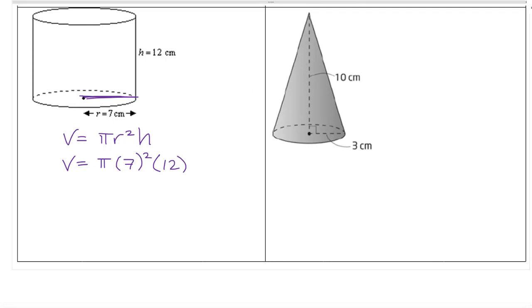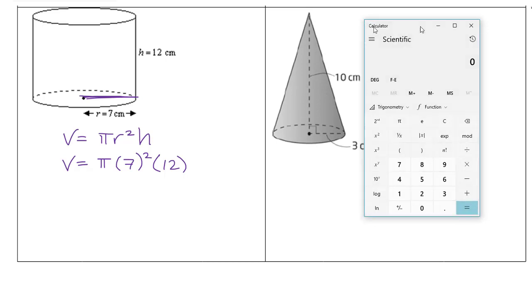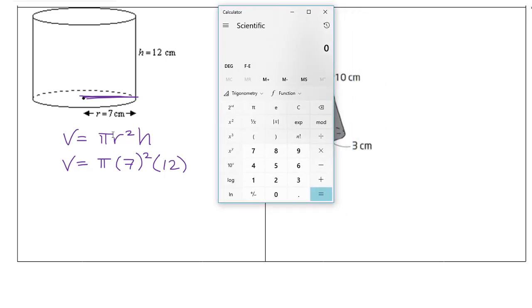So let me get my calculator here. All right, so I got my calculator up. Now again, I'm going to hit the pi button, right? Pi times 7 squared. I'm just going to hit times 7 times 7, right? Because it's two 7s, equals that. And then times it by 12. Boom. And the volume's 1847.2. All right, let me write that down.